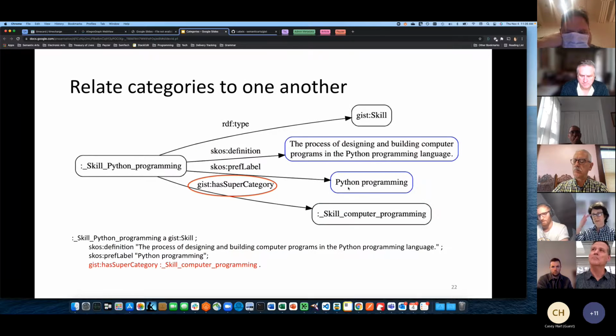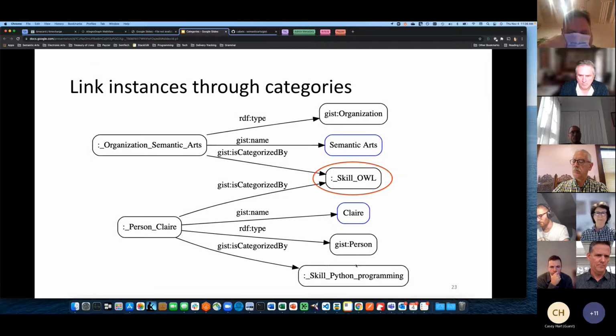And I can relate categories to one another, principally with the notion of supercategory, which does give us a Scots-like hierarchical tree. So I can say the skill of Python programming has supercategory computer programming. I think this came up already, didn't it? Okay. And then I can use these categories to link instances together.